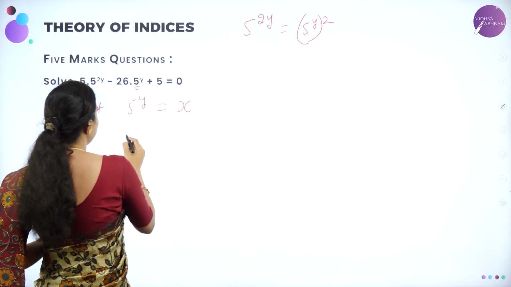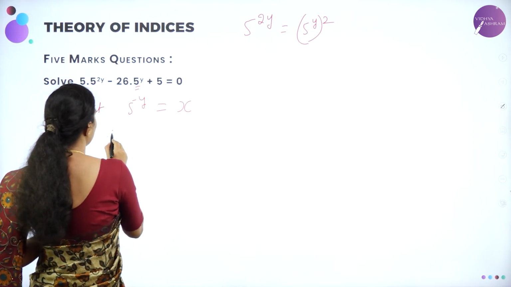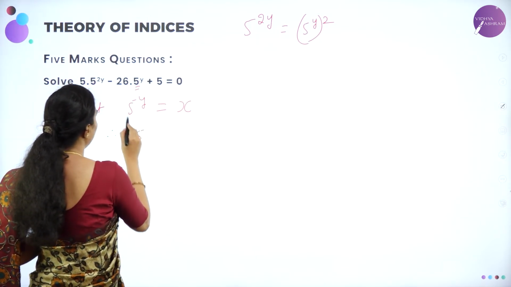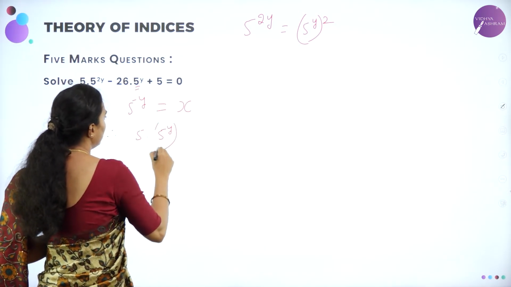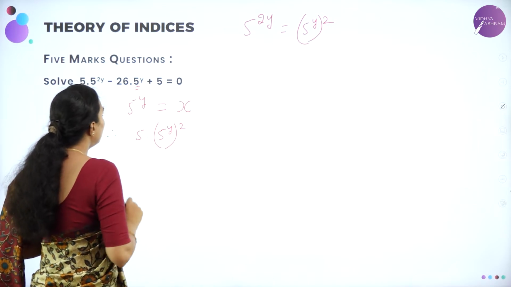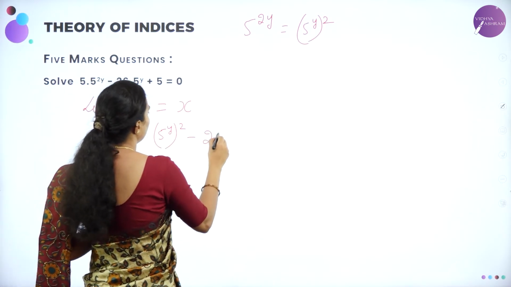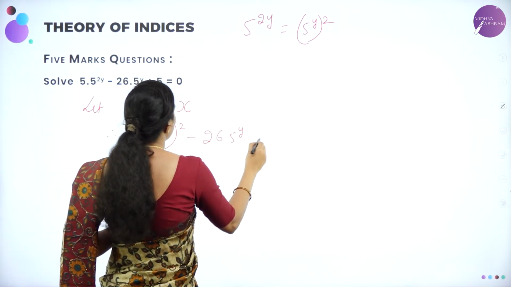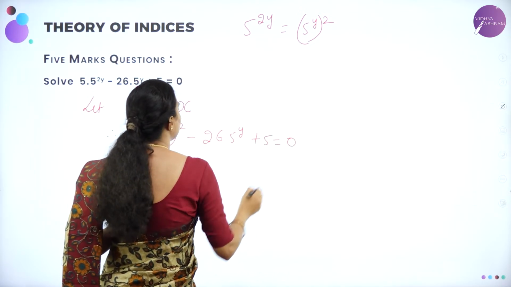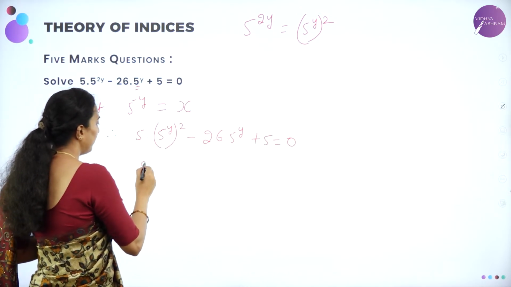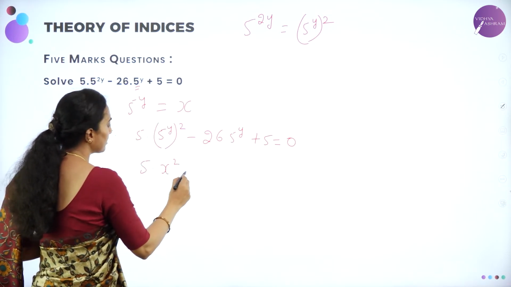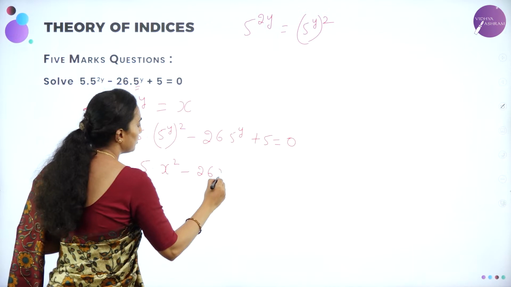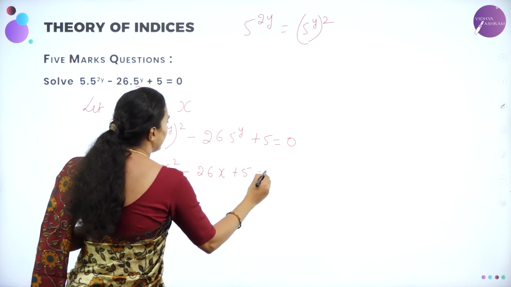So what will it become? Therefore, I am going to write the equation: 5 into 5 power y whole squared minus 26 into 5 power y plus 5 equal to 0. So what will this become? 5 into x squared, because 5 power y is x, minus 26 into x plus 5 equal to 0.